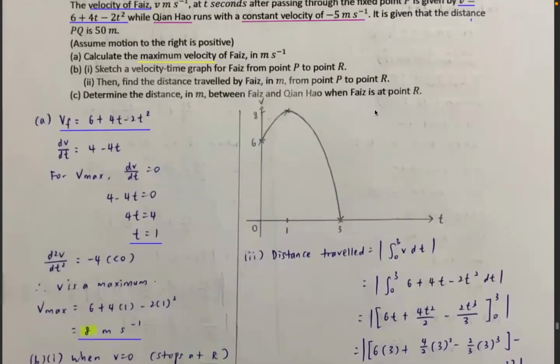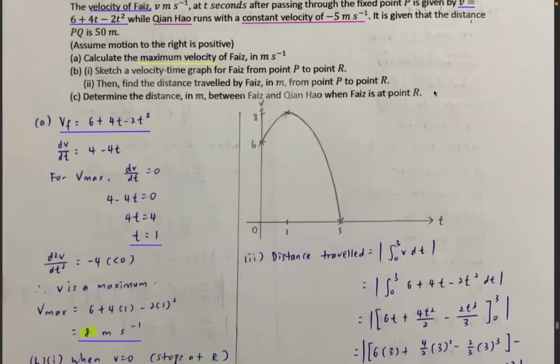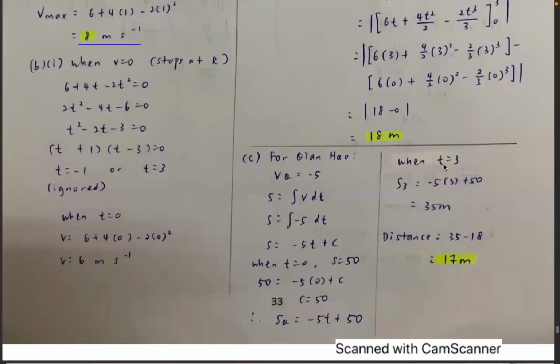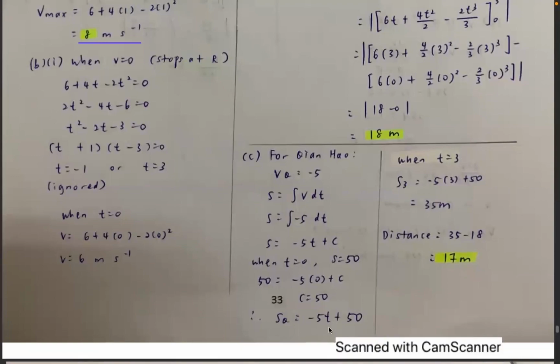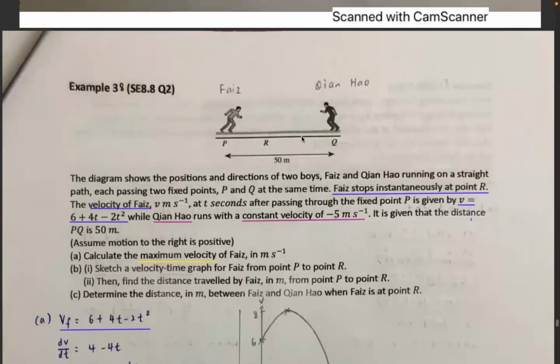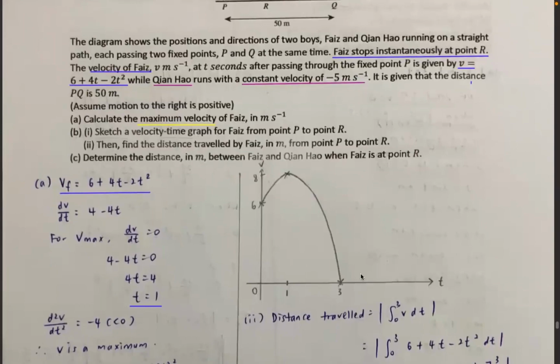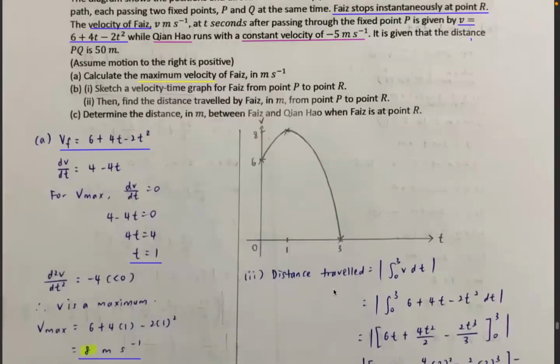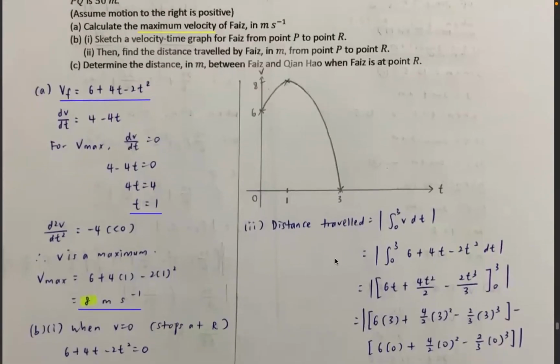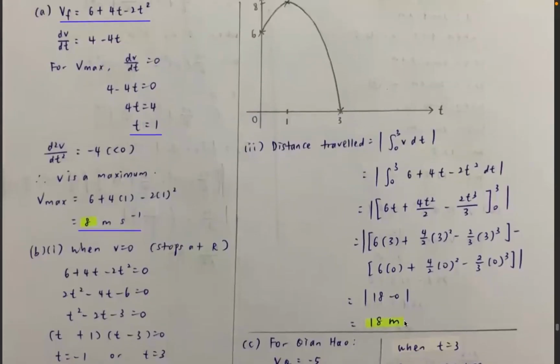Then let's check. When Far East is at point R means when t equals to 3. So I sub t equals to 3 into displacement function of Qianhao. We have s(3) equals to 35. Okay, that means when t equals to 3, Qianhao is somewhere here, 35 meters, s equals to 35. Then, where is Far East? We already identified just now. The distance traveled by Far East from point P to point R is 18 meters.